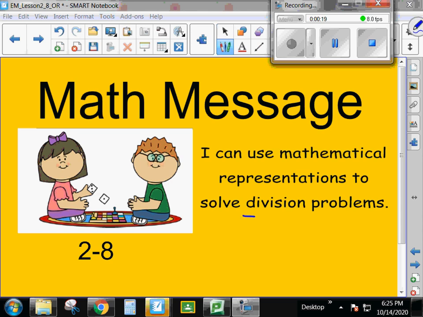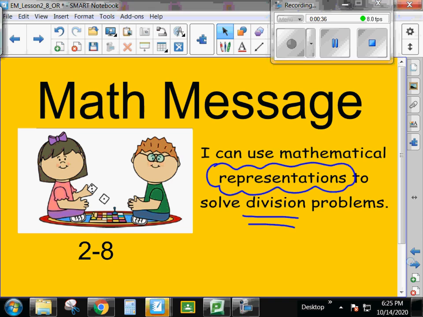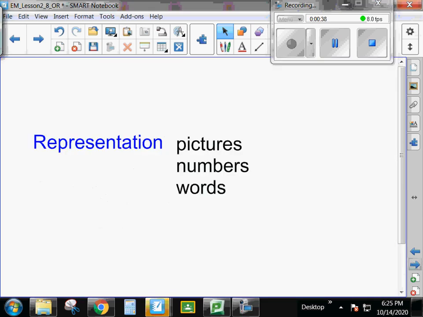Okay, so working on division, which a lot of people think we don't do any division at the beginning of the year, but we're already well into doing some division. And we're going to be using mathematical representations. Now, this is going to be really important, boys and girls. I need you to understand that representation means you're going to be representing this problem with pictures, numbers, or words, or a combination of all of those.